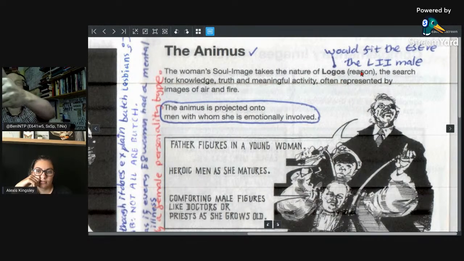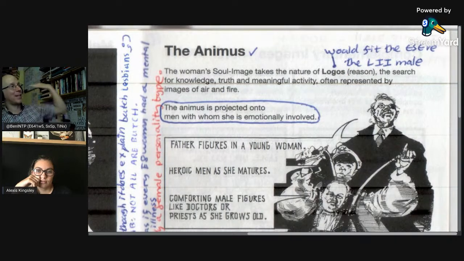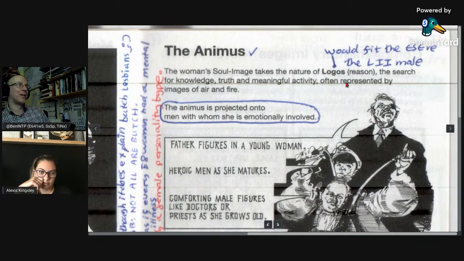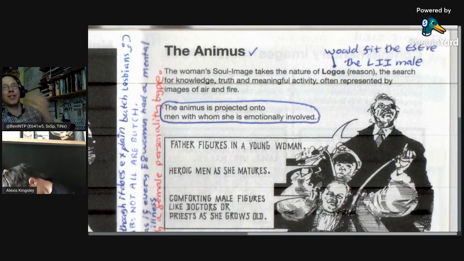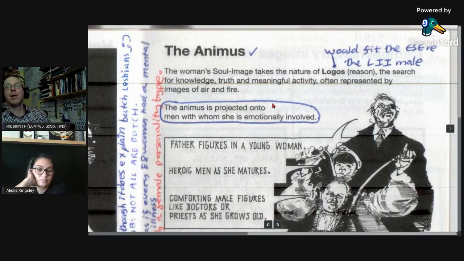Again, that only works if it's a feeling type female and the B side is logical. If you've got an INTP female, then her animus is not going to be logical. It would be feeling. I see what you're building here. Yeah, so it will vary by type.